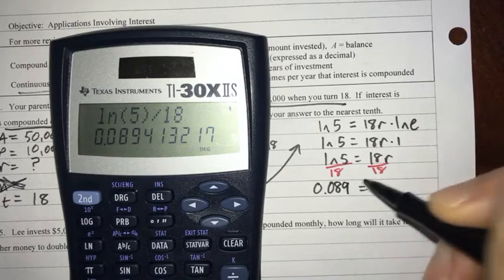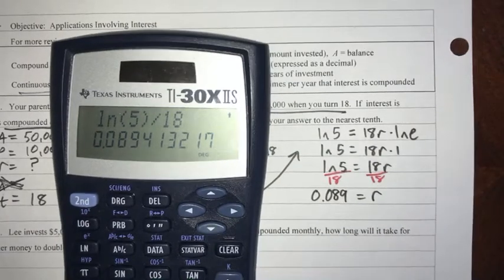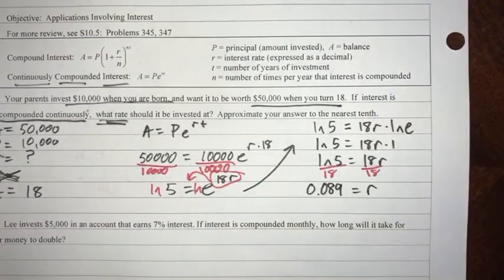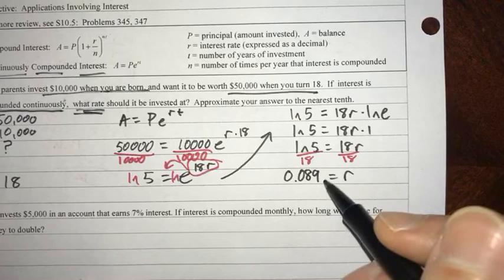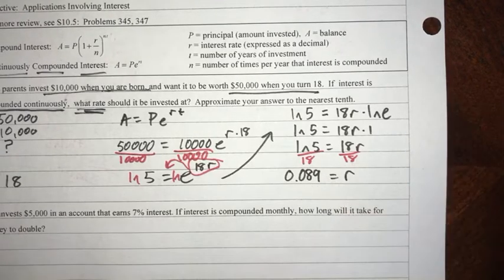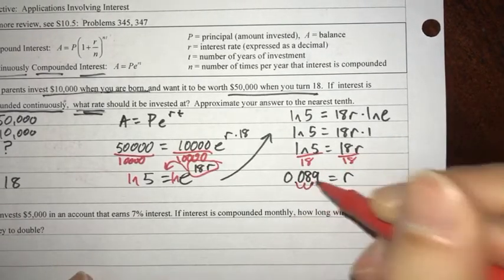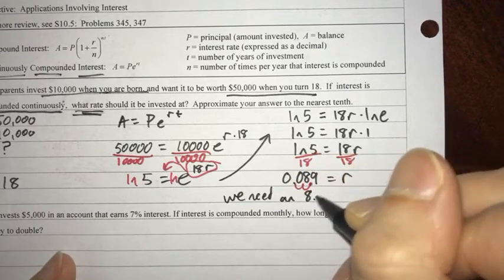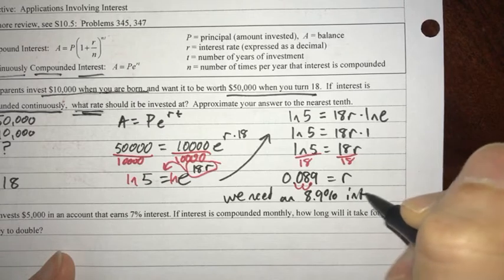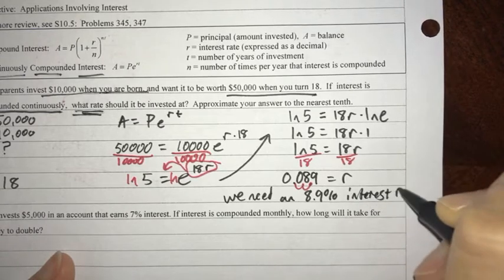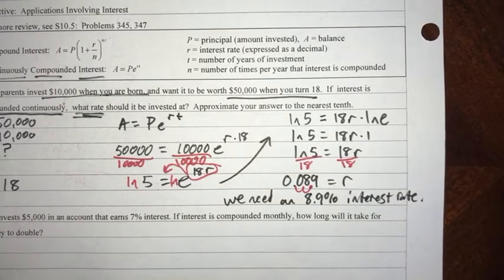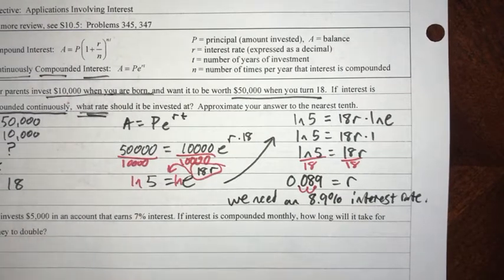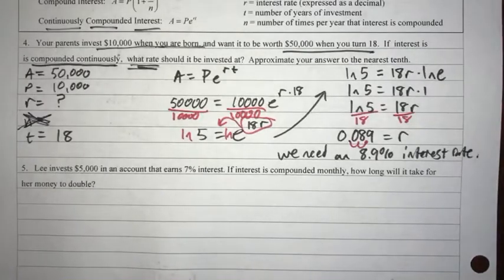0.089. Now remember that this is an interest rate, so it is a decimal. We need to move the decimal place over. So we need an 8.9% interest rate. So it's kind of cool that we can figure these things out. This is a really useful formula. I'll have to figure out a lot of financial things.